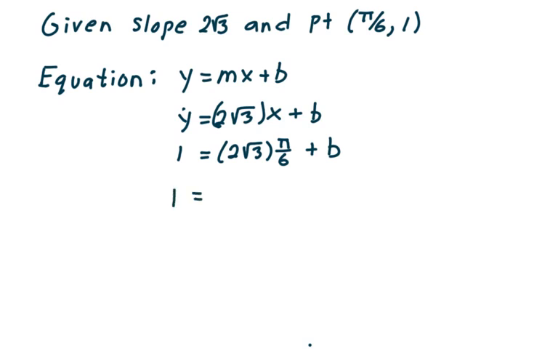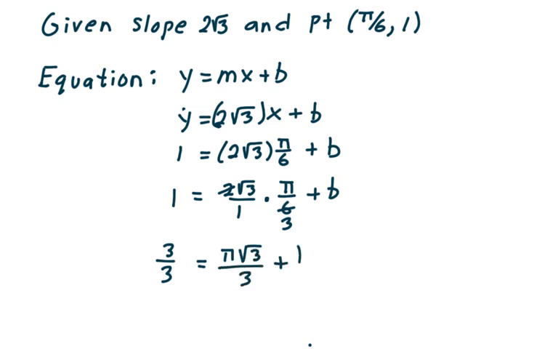So 1 equals 2 square root of 3 over 1 times pi over 6 plus b. But 2 goes into 6 3 times. And so 1 equals pi times the square root of 3 divided by 3 plus b. If I solve for b, I get 1 minus pi square root of 3 divided by 3.